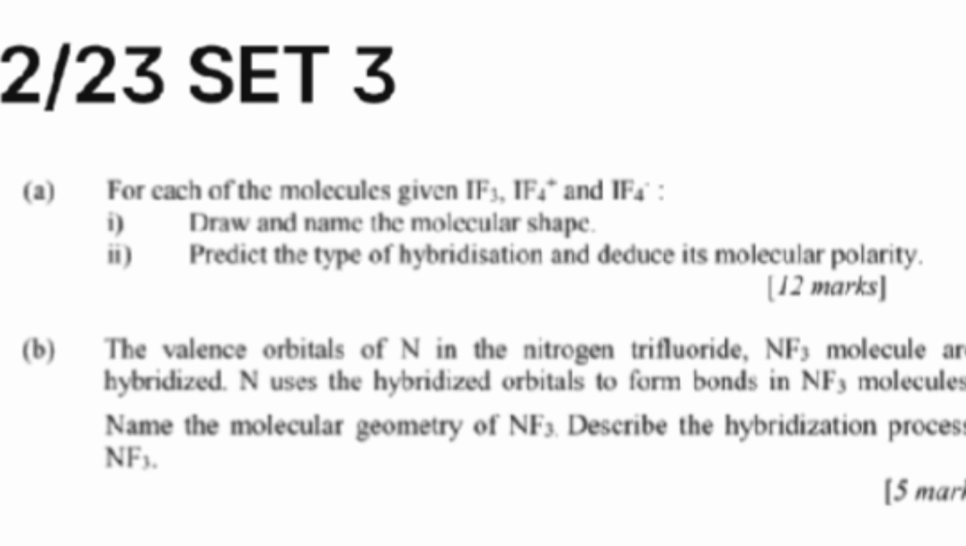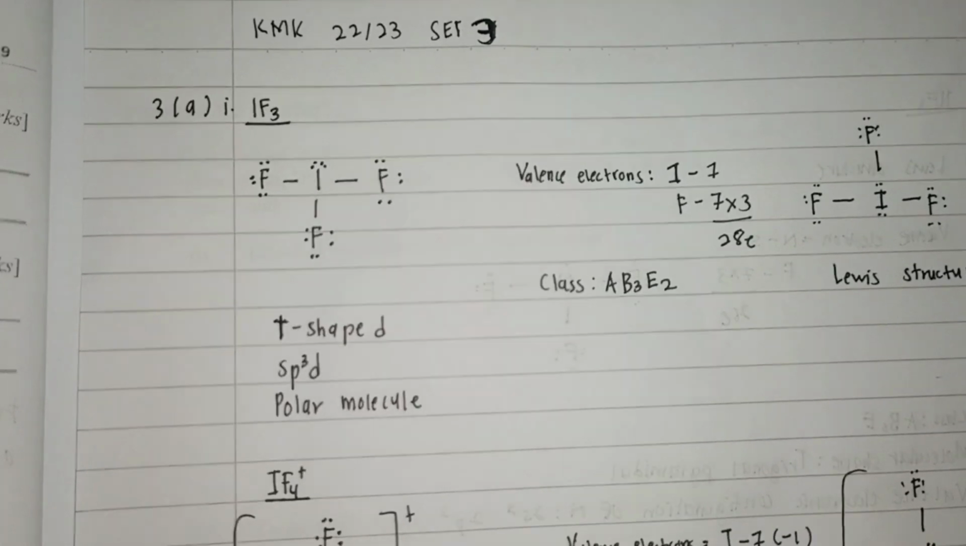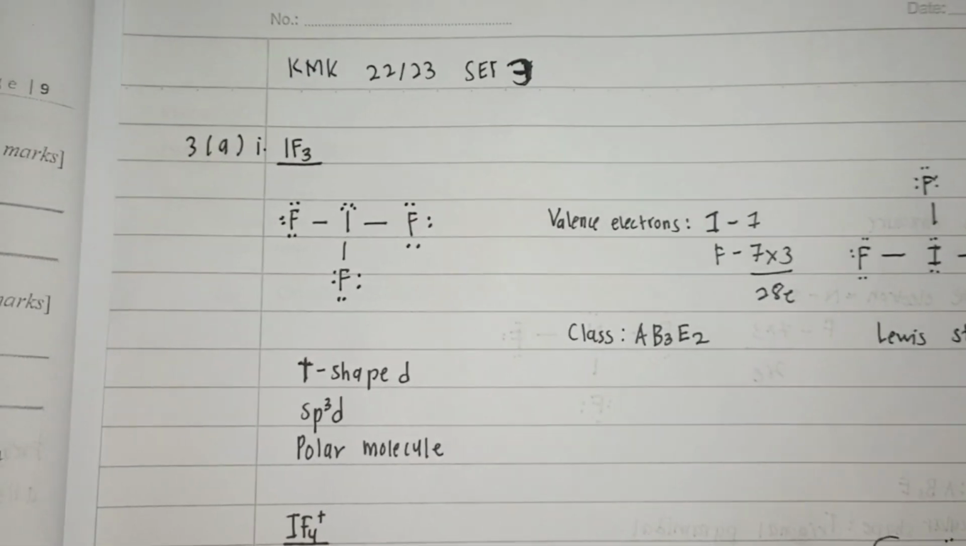Hello everyone, today in this video I will discuss how to answer question 3A and B for KMK 2022-23 set 3. So let's move on to question A. It stated that the molecules given are iodine trifluoride, iodine tetrafluoride minus and iodine tetrafluoride plus. First, draw and name the molecular shape, and second, predict the type of hybridization and deduce its molecular polarity.